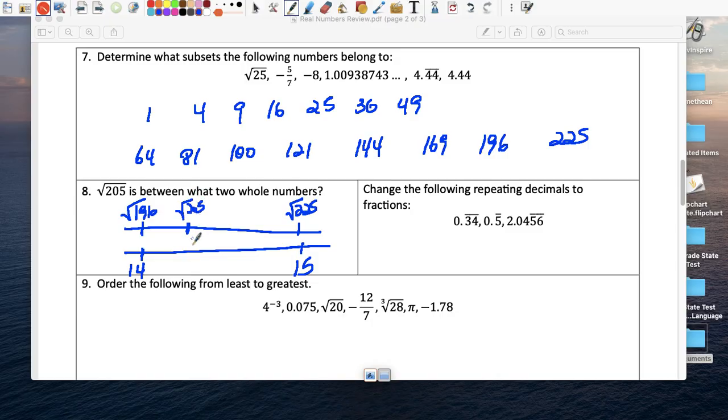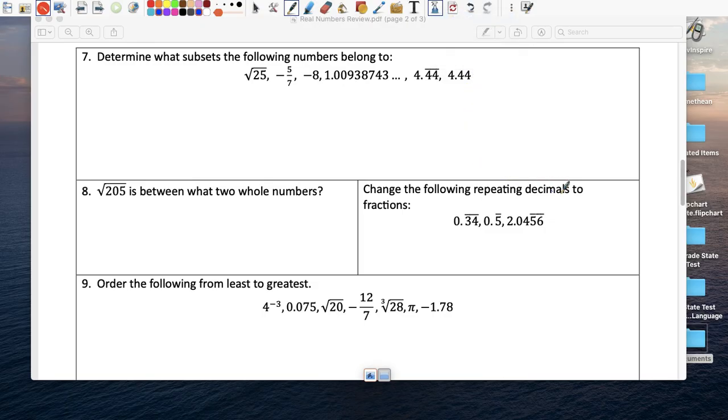If you were to drop it, you would drop it around here. So it's 14 point, I don't know, 0.2, 14.3. But it's between what two whole numbers? It's between 14 and 15. That's what the question is asking you. If you put it in your calculator, which is what you will probably do on your test, it says it's 14.3, which is between 14 and 15. So, yeah, that's it.